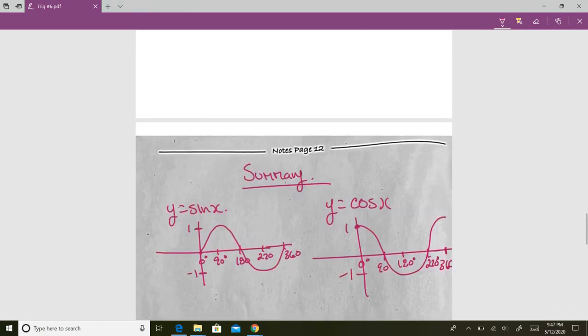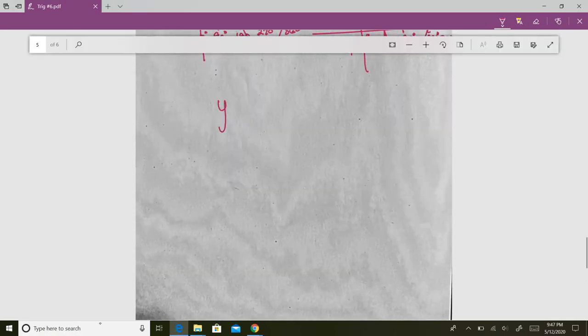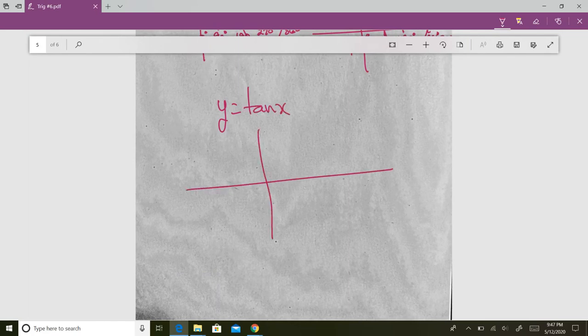And then finally, the tan one. You need to be able to go, well, there's asymptotes at 90 and 270. Starts at 0, like that. Comes up. This x-intercept 180, and then it goes to 360. That's what you need to be able to do for all 3 graphs, okay?